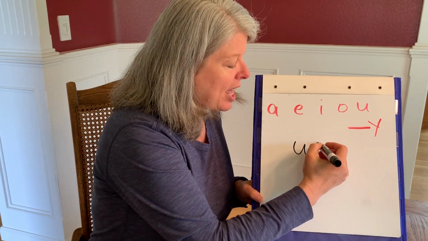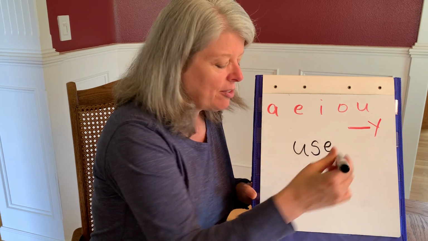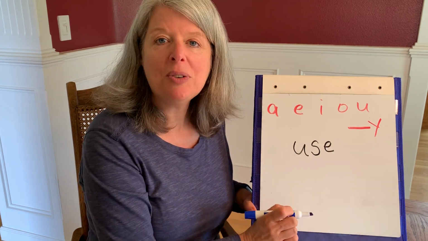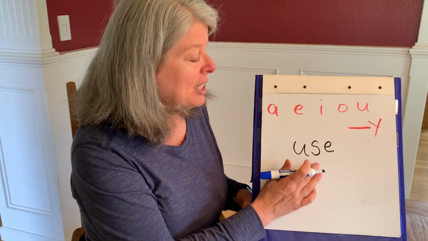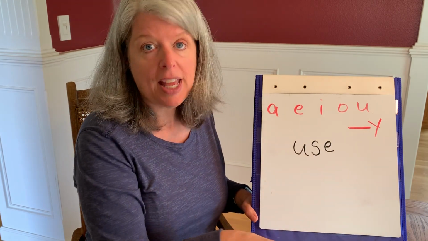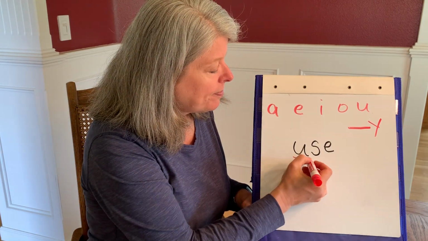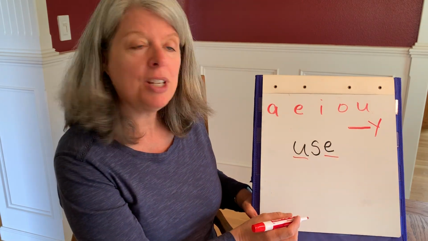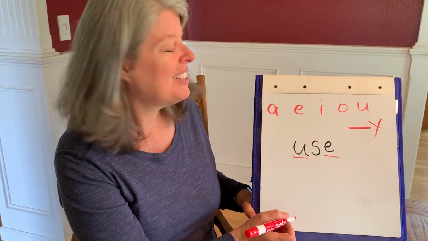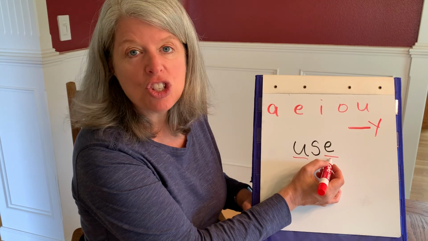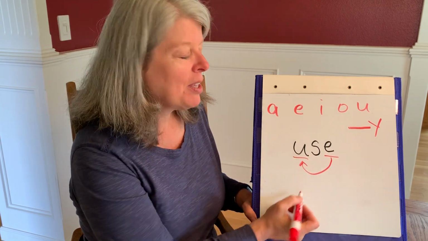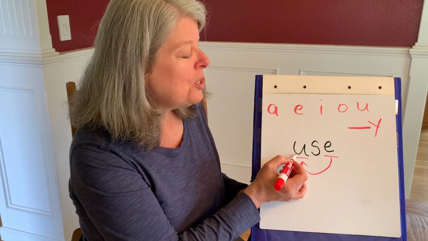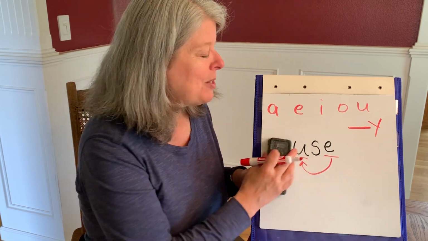U, S, E. First step, do you see 2 consonants together, a consonant cluster? No, we only see 1, nothing to circle. Now underline your vowels. What do you notice about this vowel? Look, there's silent E, and its job is to tell the U to say its name. And the word is use, use.